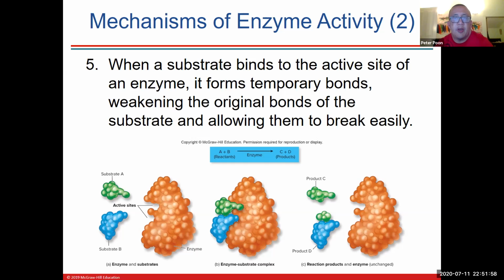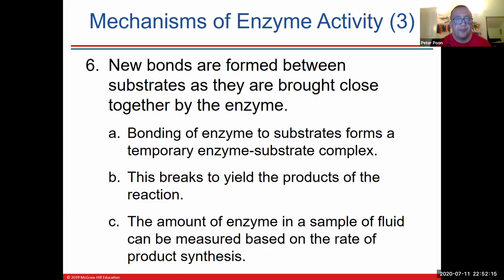Okay, when a substrate binds to the active site of the enzyme, it forms temporary bonds that weaken the original bonds that the enzyme is trying to modify, and allows them to break or to form, or does something to change the formation. New bonds are formed between substrates that are brought close together by the enzyme, in the temporary enzyme-substrate complex.